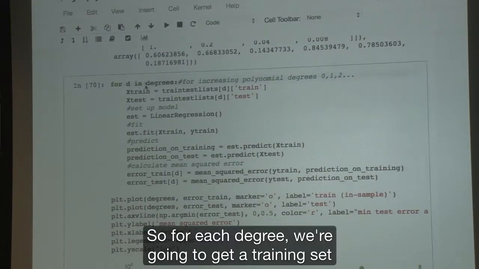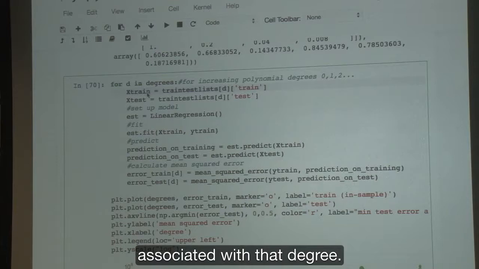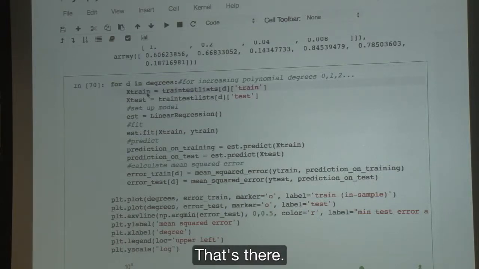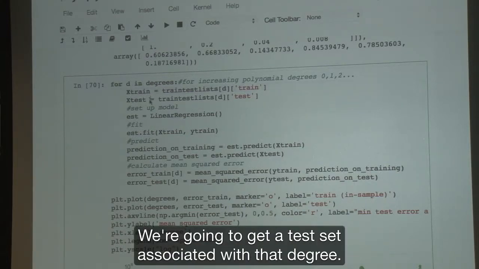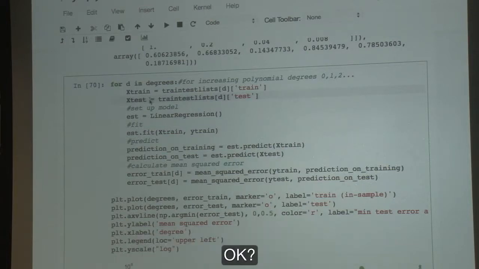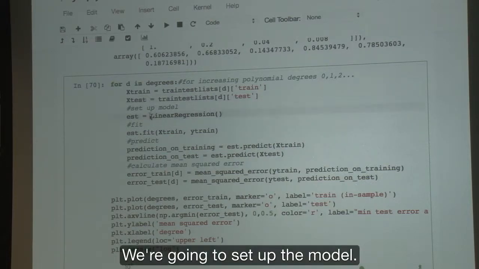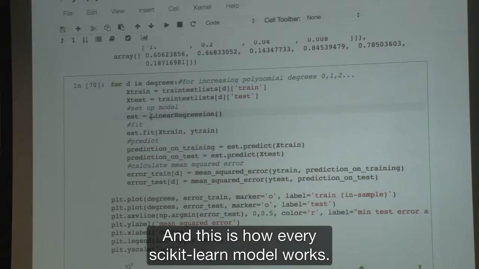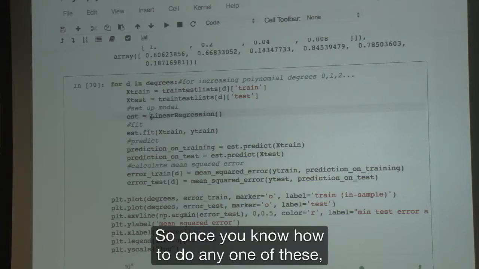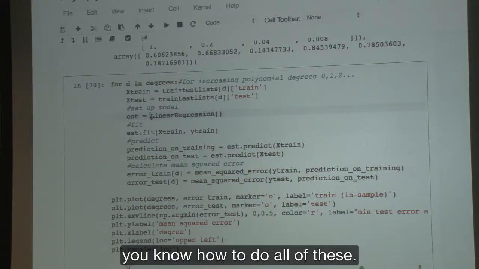So for each degree, we're going to get a training set associated with that degree. We're going to get a test set associated with that degree. Okay. We're going to set up the model. And this is how every scikit-learn model works. So once you know how to do any one of these, you know how to do all of these.